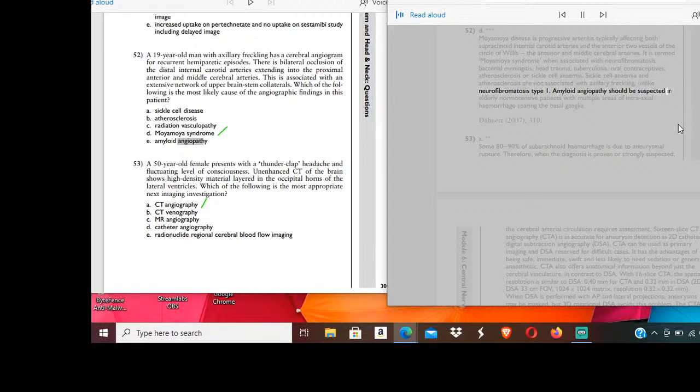Amyloid angiopathy should be suspected in elderly normotensive patients with multiple areas of intraaxial hemorrhage sparing the basal ganglia. Dehnert, 2007, 300.